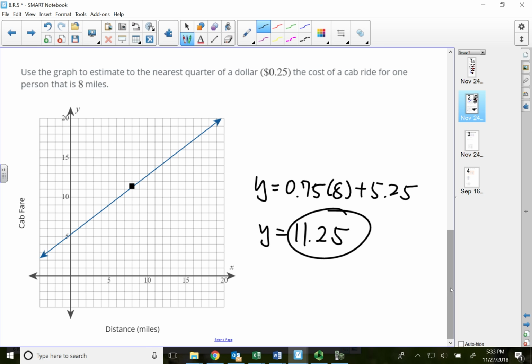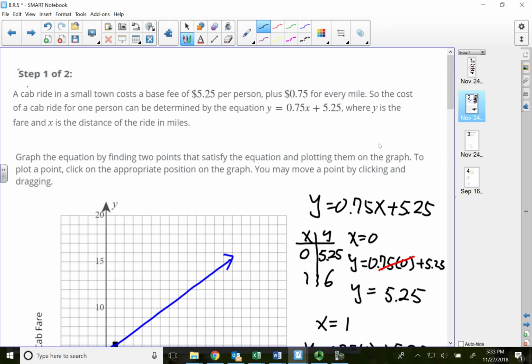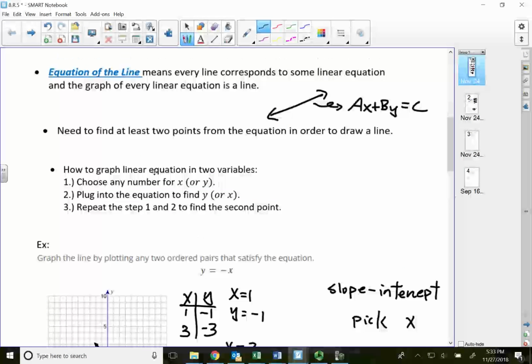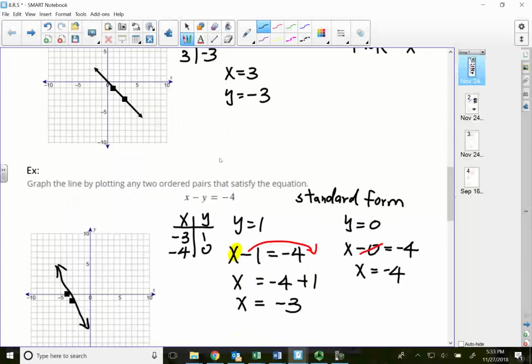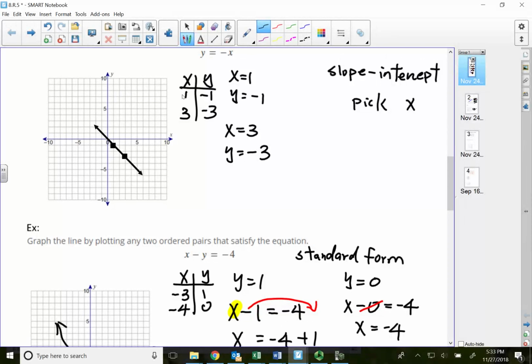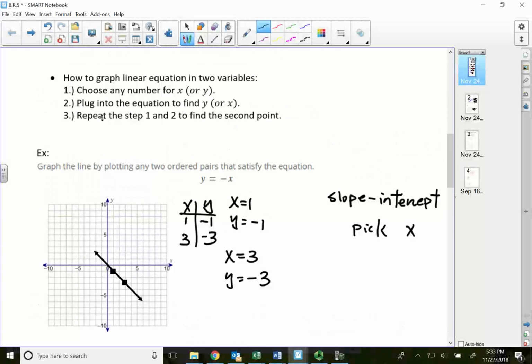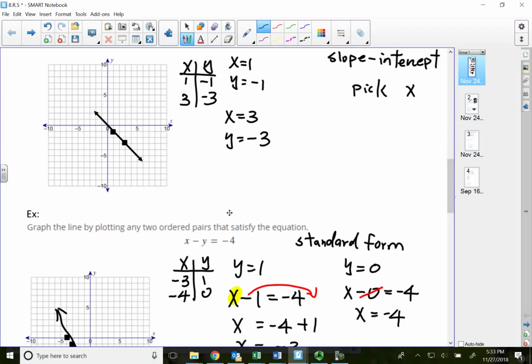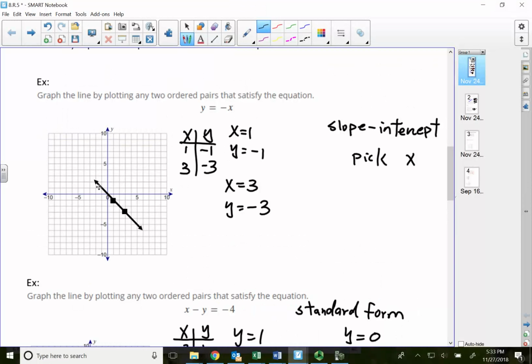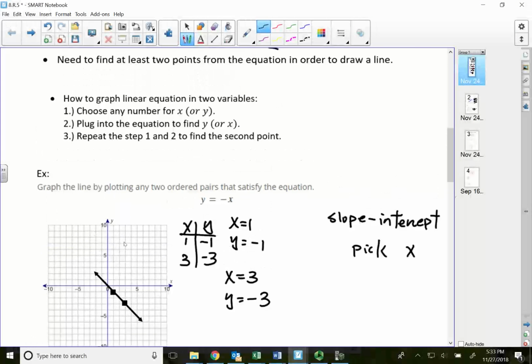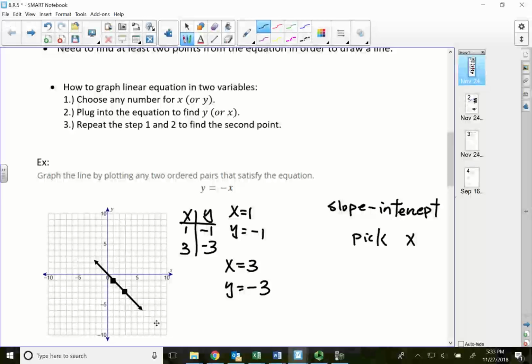All right, so in this particular lecture video, we talked about how to pick a number for x or y and substitute into the equation of the line in order to find the other value. Thus, we can get 1 point. Repeat the same step to find the second point so we can plot them on the graph so the computer can draw the line for us. That's how we actually draw the equation of the line, by finding any 2 points.